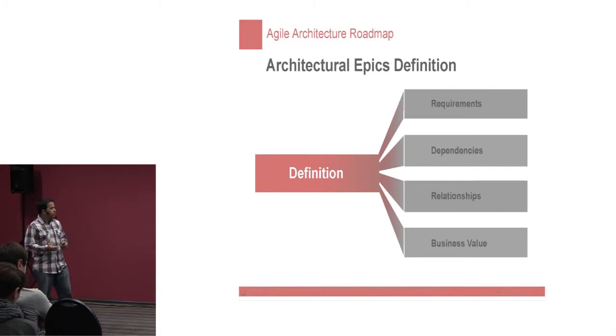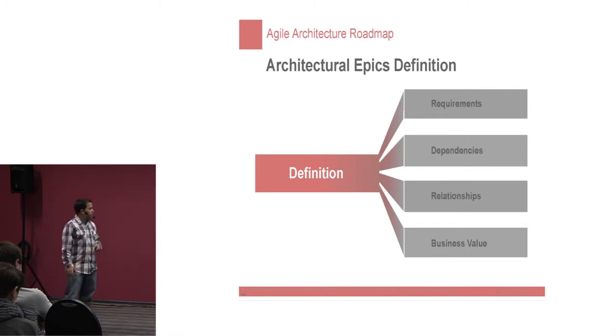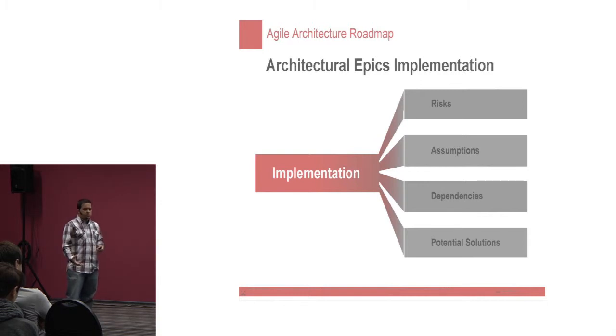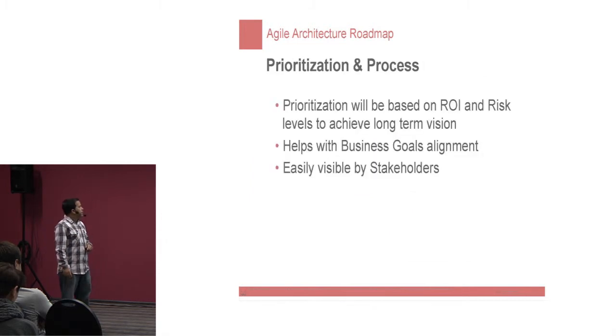So you're really looking at what are the dependencies, the relationships that these things will bring into the system, and what is the business value to be able to push that through and justify to your peers that it needs to be done. Then there are some risks and assumptions, and also the potential solutions. So really just defining that vision, even though you haven't solved that problem yet. The prioritization is based on return on investment.